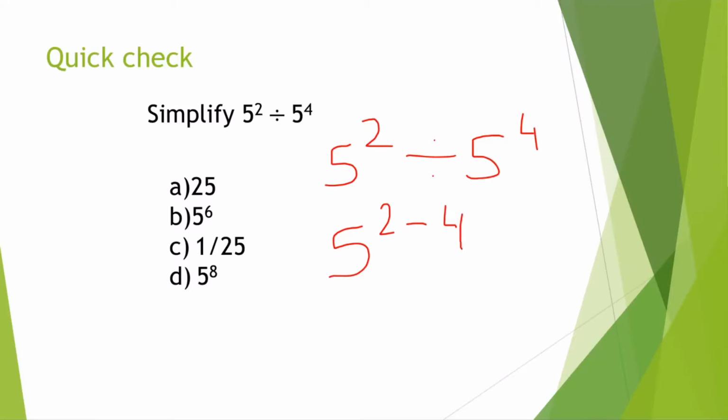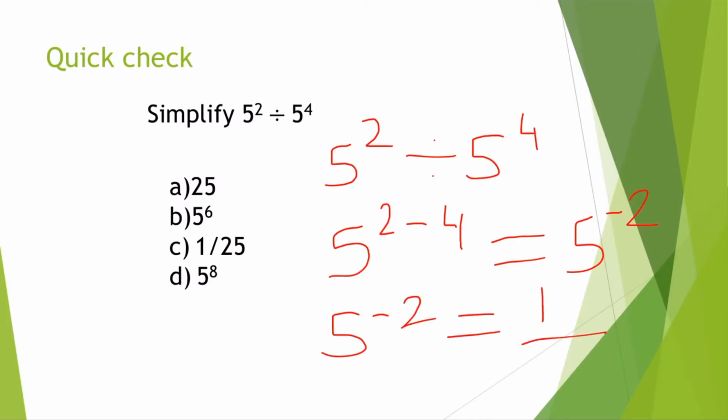What will 2 minus 4 give us? 2 minus 4 is minus 2. So it will be 5 to the power of minus 2, right? But we want it to be in a positive form. So that means we will make this 5 to the power of minus 2 equal to 1 over something. Remember, whenever we are doing it into a positive form, we're supposed to put 1 as a numerator. So 5 to the power of minus 2 will become 1 over 5 to the power of 2, which is a positive form.